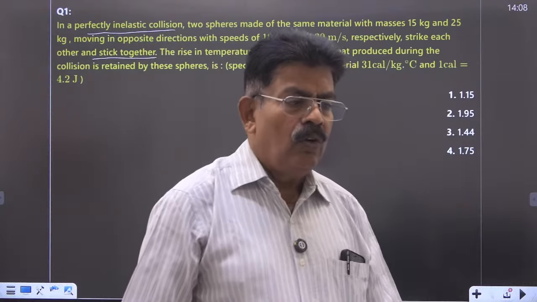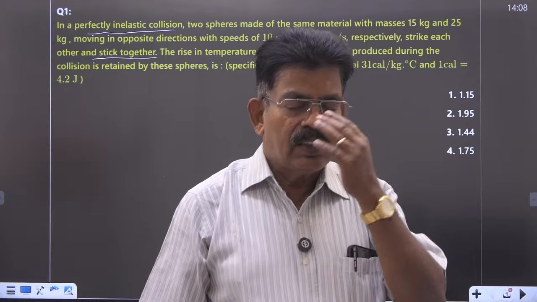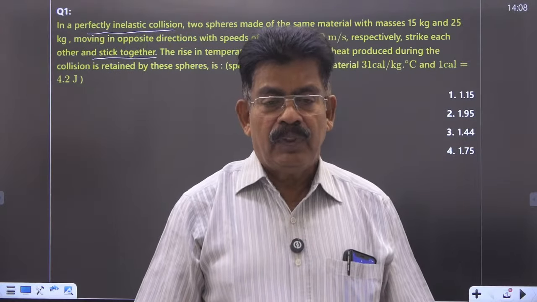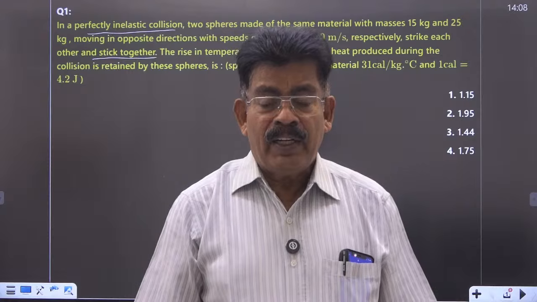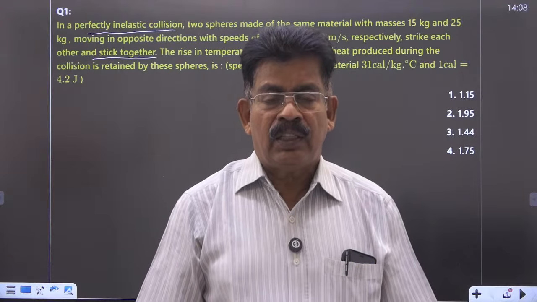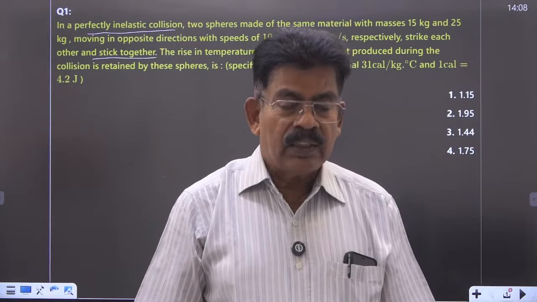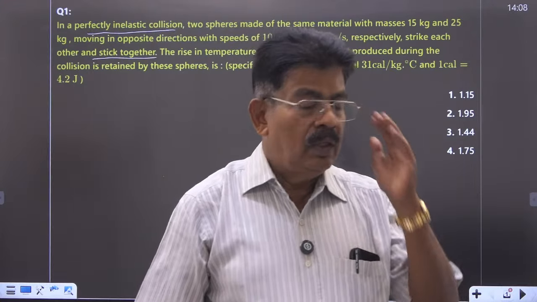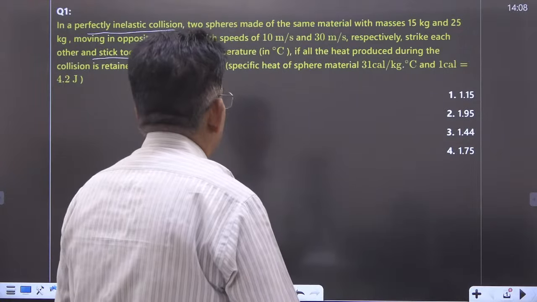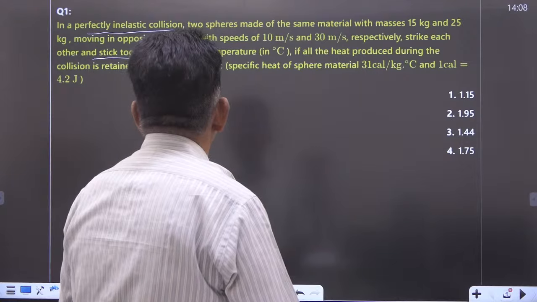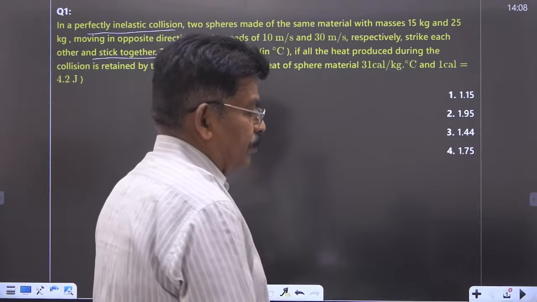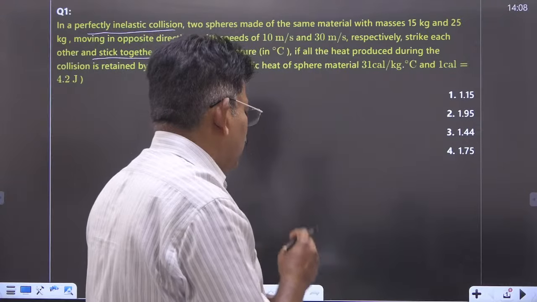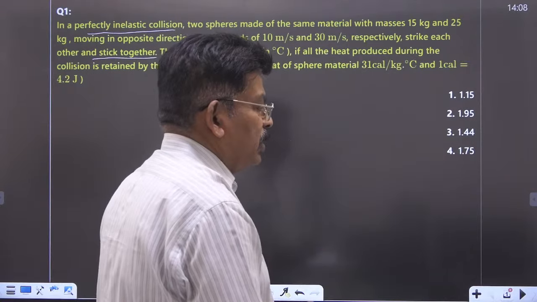Okay. So this collision is inelastic. Kinetic energy will not be conserved, and surely there will not be a gain of kinetic energy. There will be loss of kinetic energy. The loss in kinetic energy will be converted into heat. We have to calculate the rise in temperature in degrees Celsius. So kinetic energy we have to calculate before and after collision.